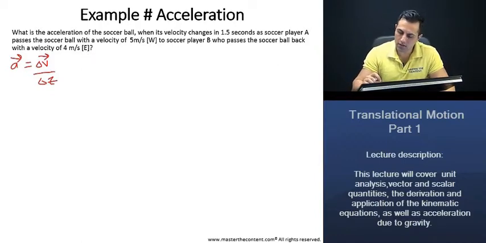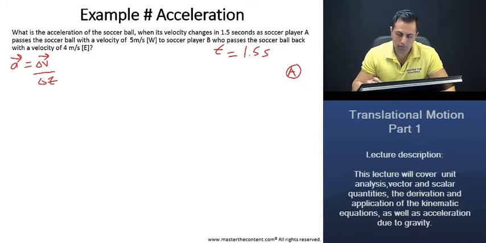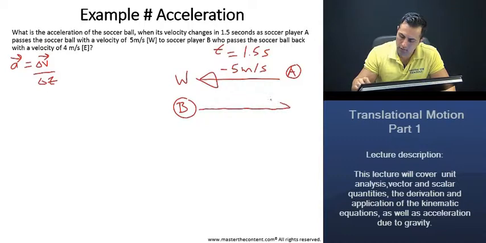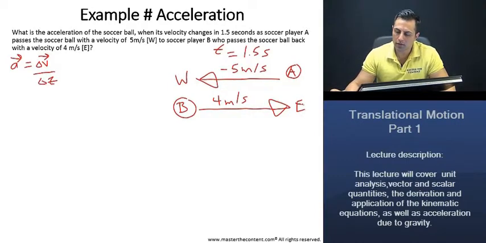Okay, so what is this problem telling us? That in the time of 1.5 seconds, soccer player A passes the soccer ball with a velocity of 5 meters per second west to soccer player B, who then passes the soccer ball with a velocity of 4 meters per second east to soccer player A.